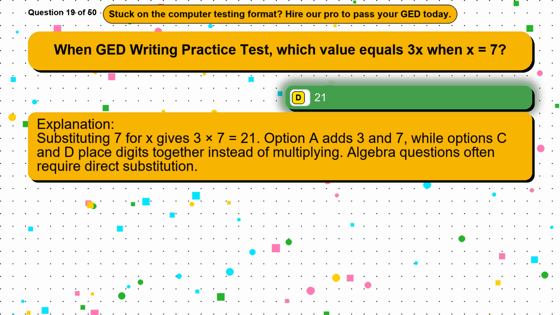Option A puts the digits 3 and 7 together, option B reverses them, and option C adds 3 and 7, instead of multiplying. Algebra questions often require direct substitution.